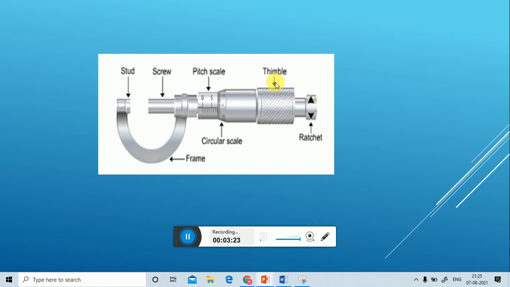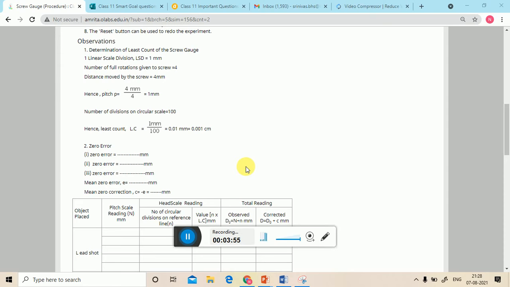And this ratchet is used to fix the object in between the screw and the stud. The ratchet can be rotated, and we can easily make the object fit in between the stud and the screw. So let us see how we can measure the thickness and the diameter of a given object using this screw gauge. Before starting our experiment, let us know the procedure of finding the least count of this screw gauge.